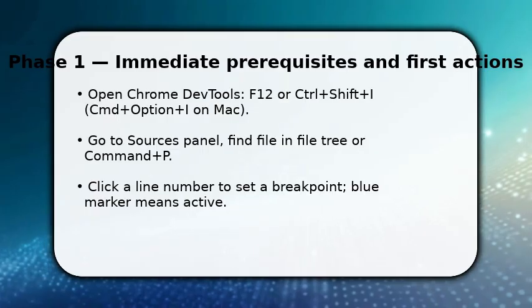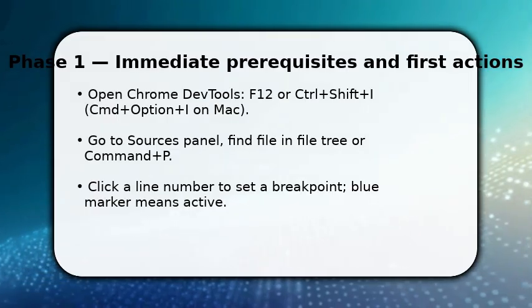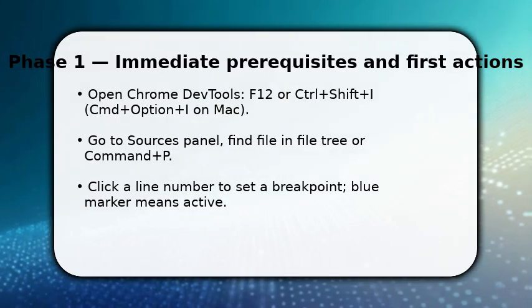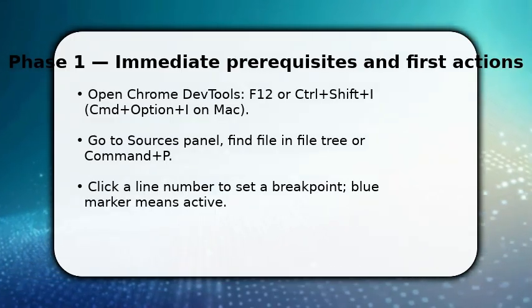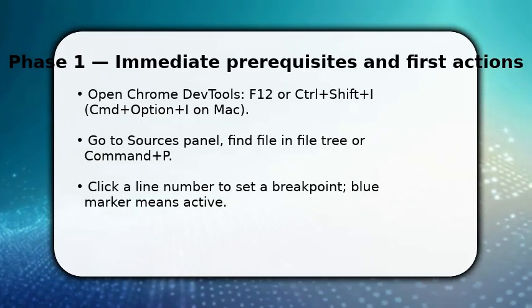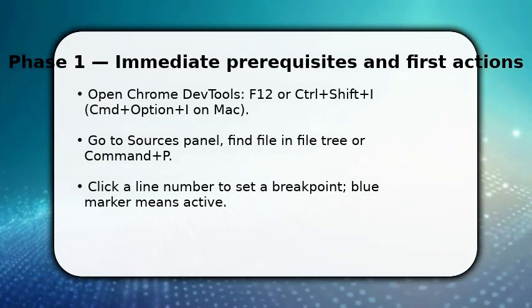You start by opening DevTools and moving straight to the Sources panel so you can see the exact file running. Once there, find the script via the file tree or Command+P and click a line number to set a breakpoint. That pause lets you inspect variables and call stack.